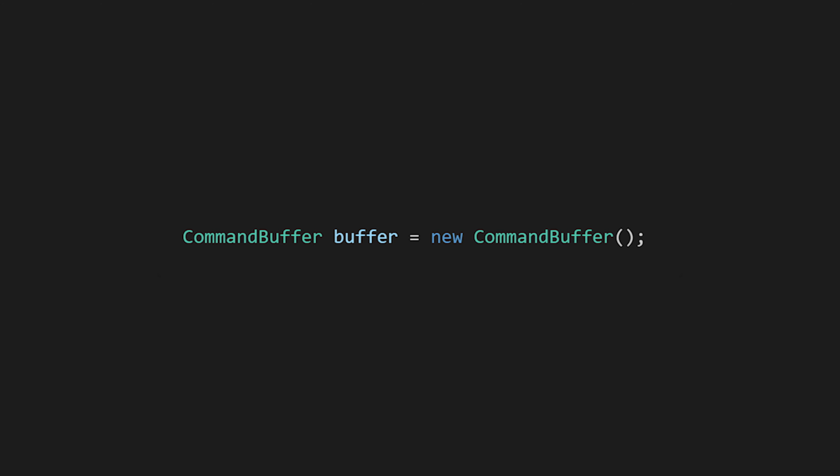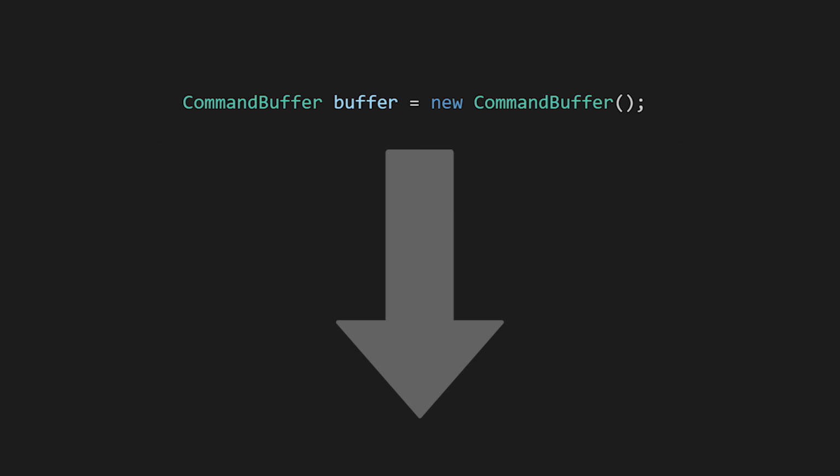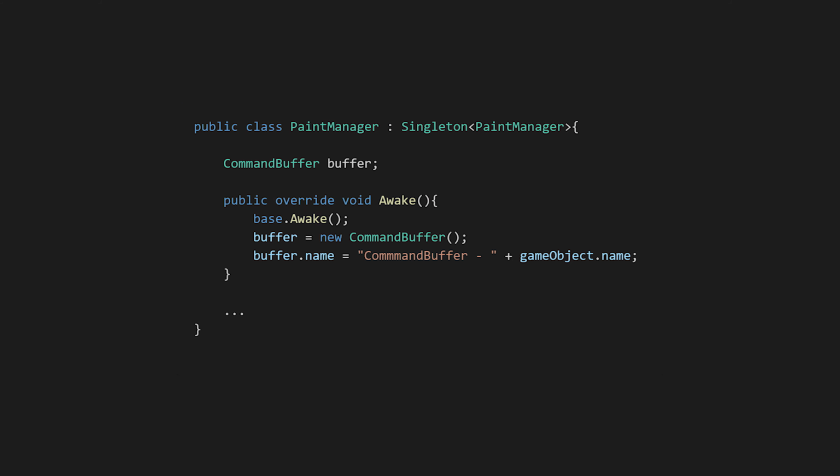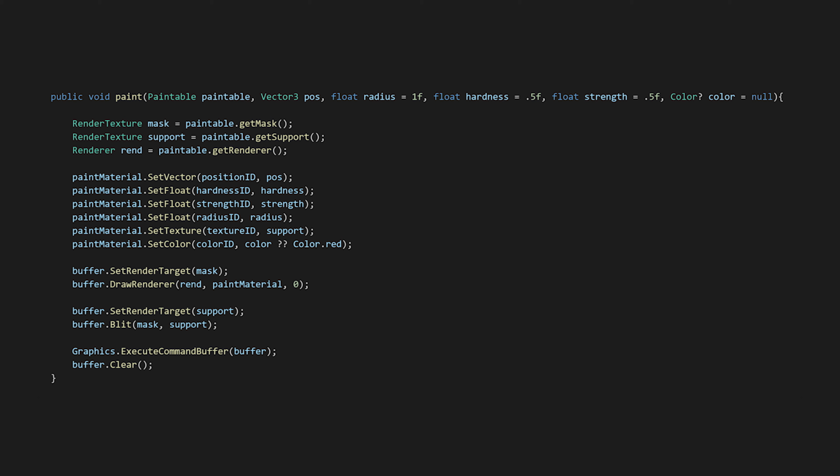Since we want to draw on a render texture that will be used as a mask, we use the command buffer API. The command buffer takes a list of rendering commands and will execute them when we want. We created a single command buffer held by our paint manager. When we need to paint, we can call the paint method that fills the command buffer and execute it.